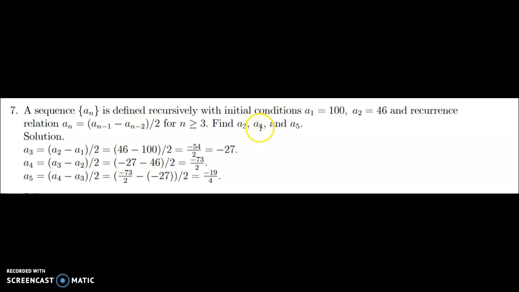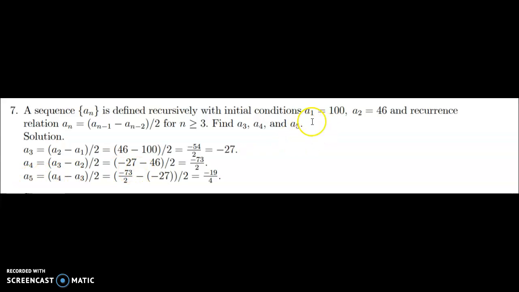To get A4, we replace n with 4 here. We get this. But A3 and A2 are known. A3 is negative 27. A2 is given in the problem, 46. Evaluate, you get negative 73 halves. And finally, you can put this in the calculator and make the calculator compute the fraction.